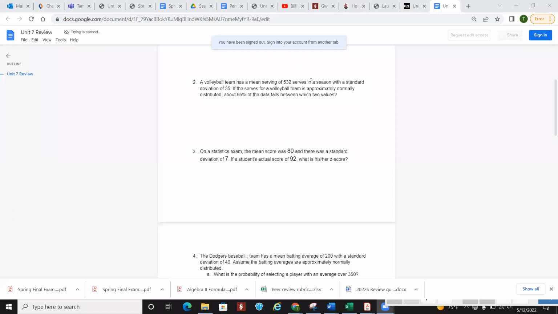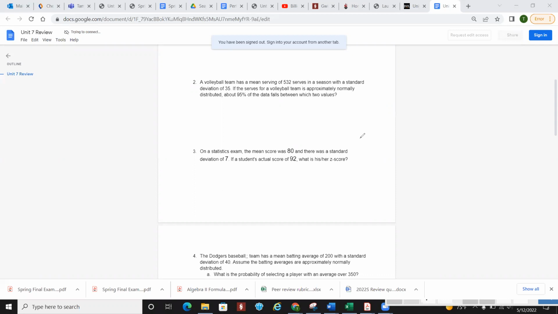Okay, number 2 says a volleyball team has a mean of 532 serves in a season with a standard deviation of 35. If the serves for a volleyball team are approximately normal, about 95% of the data falls between which two values? Okay, so let's go ahead and take a look at it.